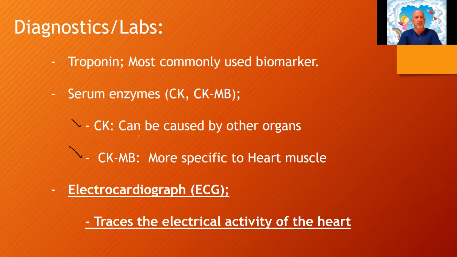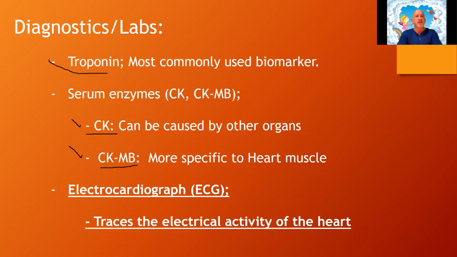Now, CK is in every muscle in your body. So if you're a big time weightlifter and you're damaging your muscles by lifting weights, you might have a high CK, but it's got nothing to do with your heart. So it's not the most reliable marker for heart. Now, CKMB is more specific to the smooth muscle of the heart. So that's a little more specific to the heart muscle.